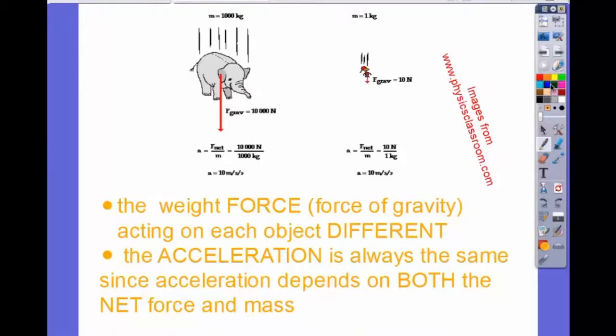But their masses are also very different. The elephant is 1,000 kilograms. The mouse is only 1 kilogram. So their acceleration is the same. Even though their forces are different, because their masses are different, their acceleration is the same.